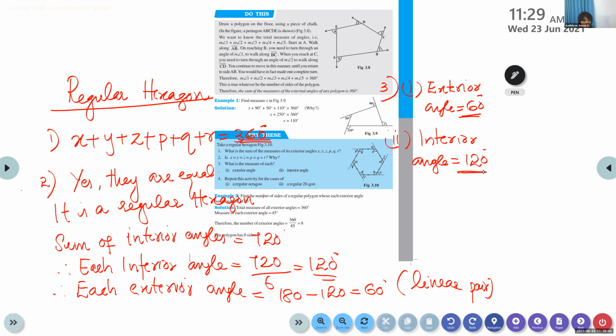NCERT site all PDFs are there. I don't have them. No problem. I'll send all the questions from R.D. Sharma also. Extra questions I'll send. Okay, ma'am. Shall we move to the next one?